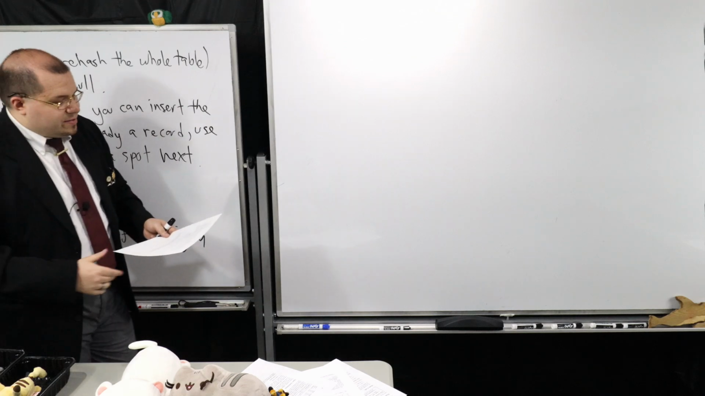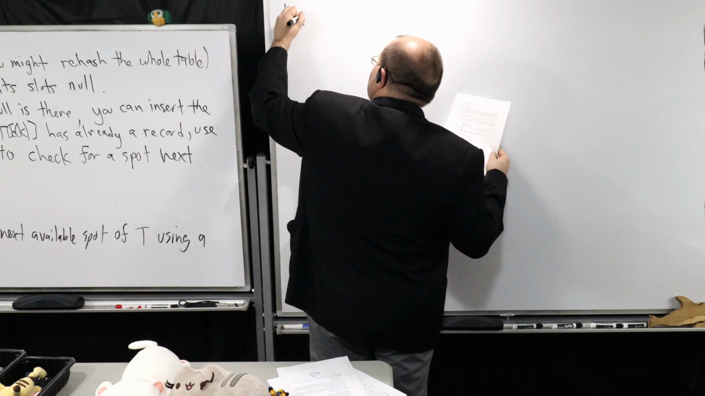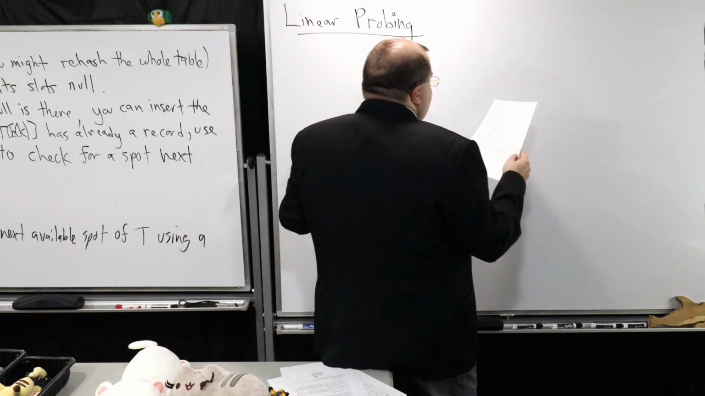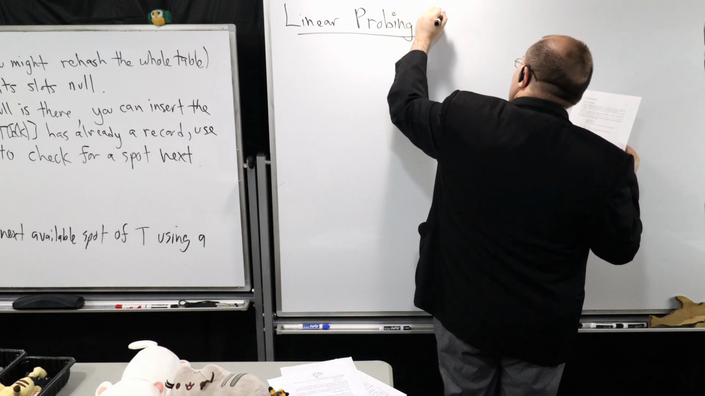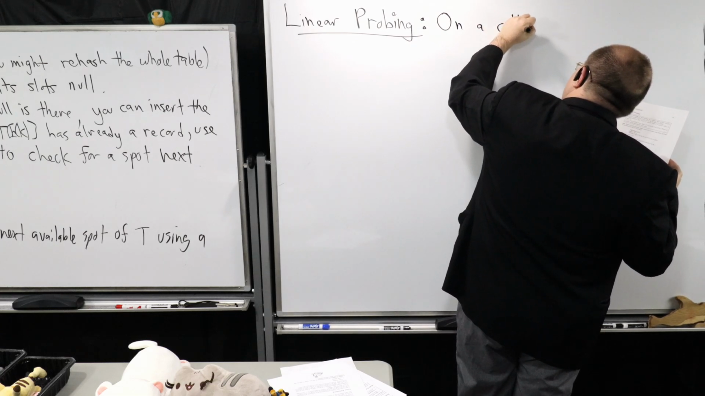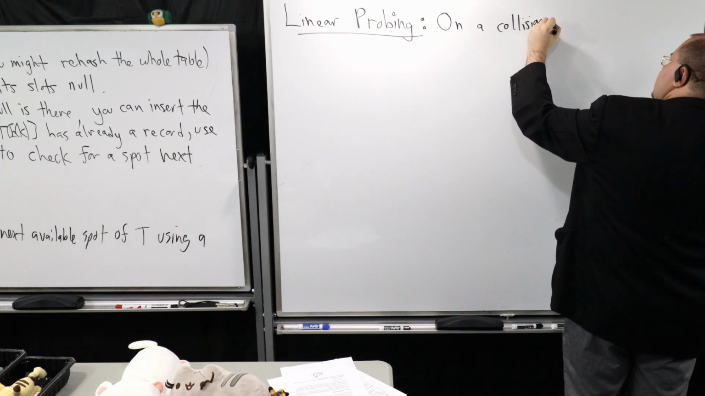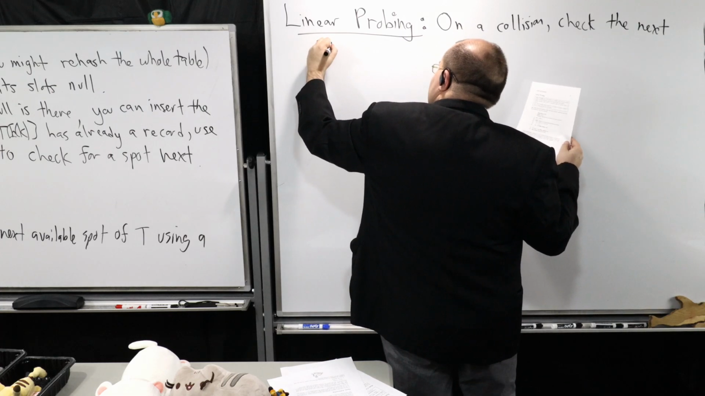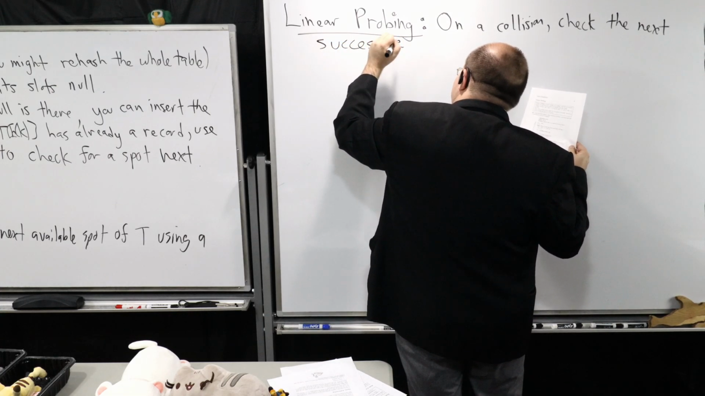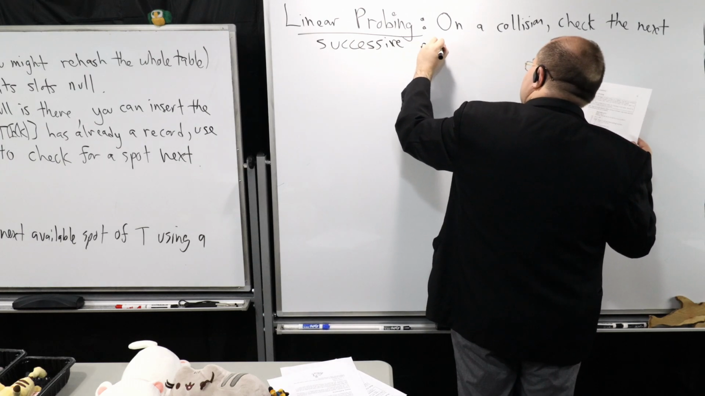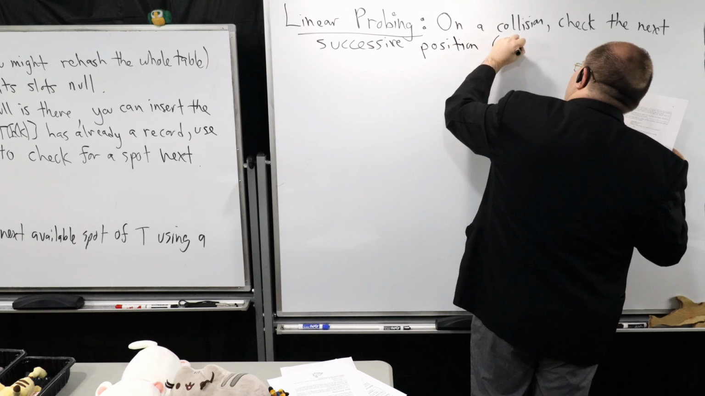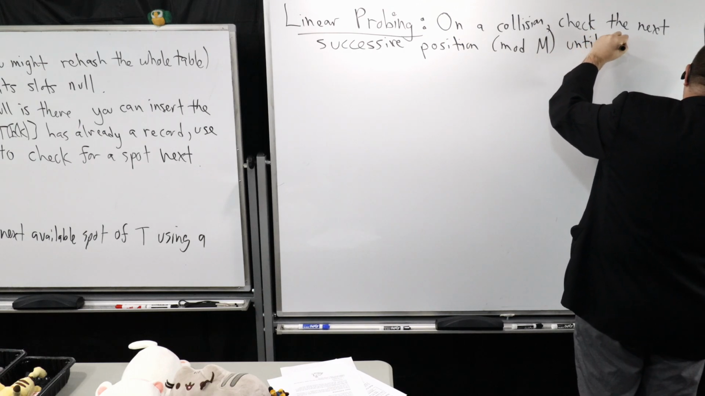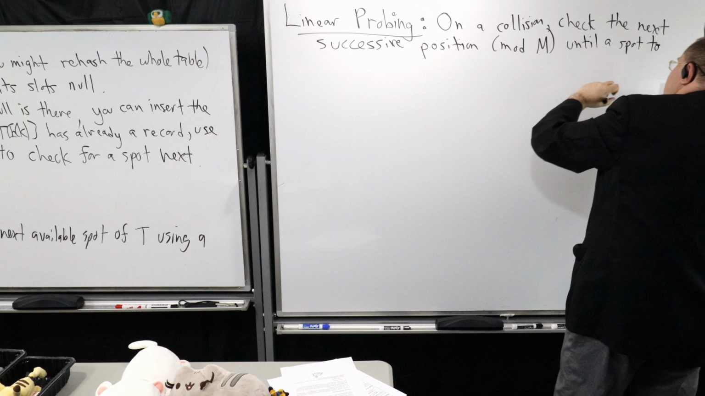Okay, so let's talk about linear probing. On a collision, check the next successive position, which means the next one that follows, mod capital M, the table size, until a spot to put the record is found.